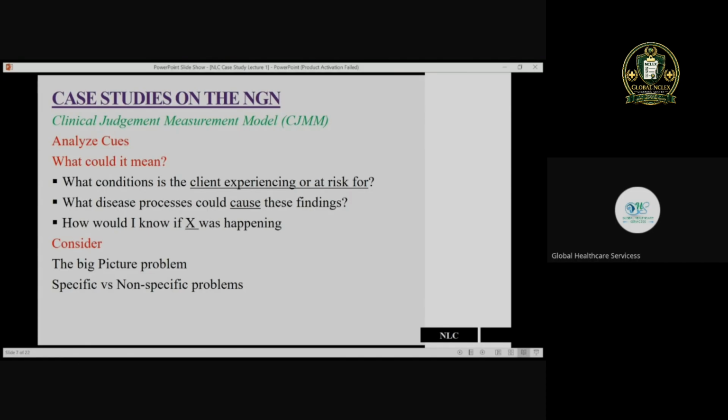There can be a question related to the pathophysiology of the patient. How could I know if X was happening? That is, how should I know that this can happen in my patient? The bigger picture problem, not the short story. You have to know everything about the disease. Then you can crack your question. Specific versus non-specific problems.